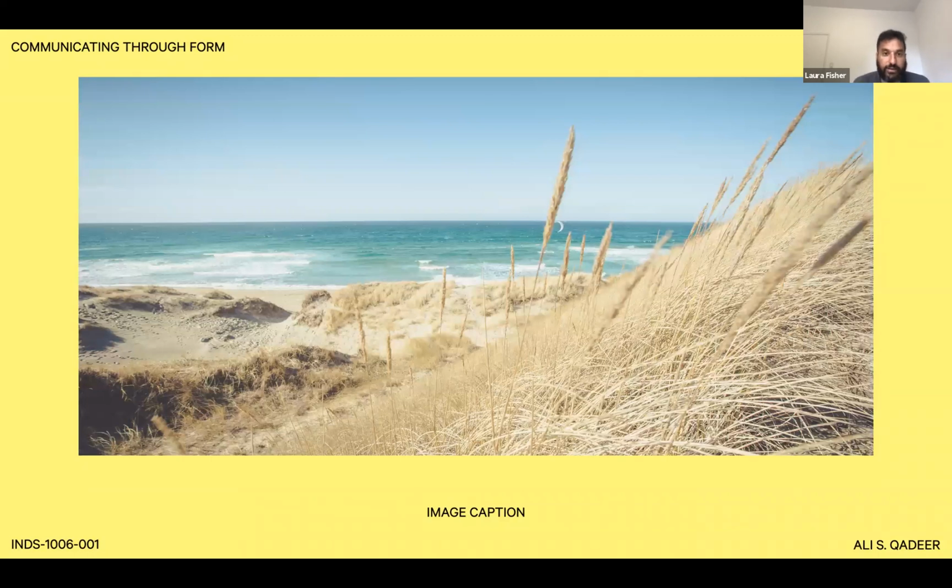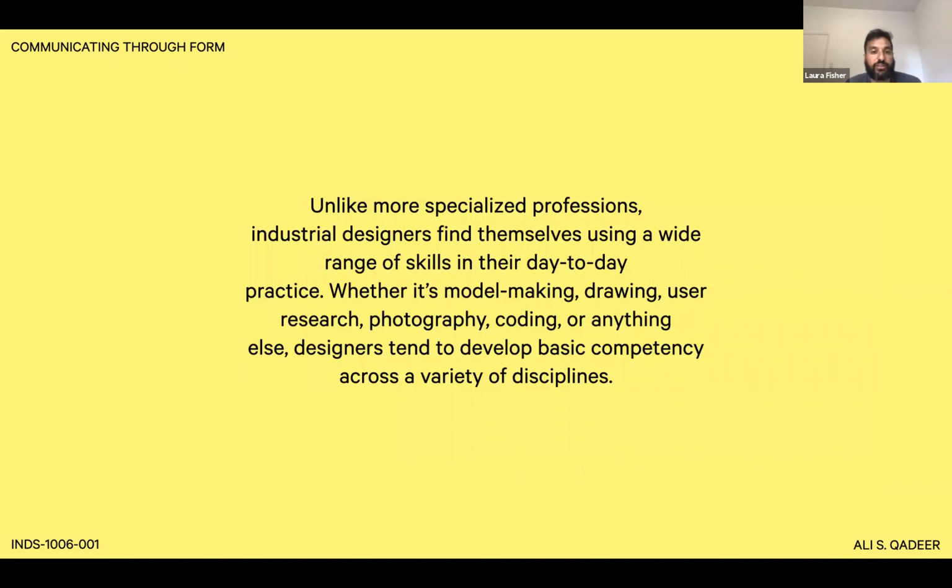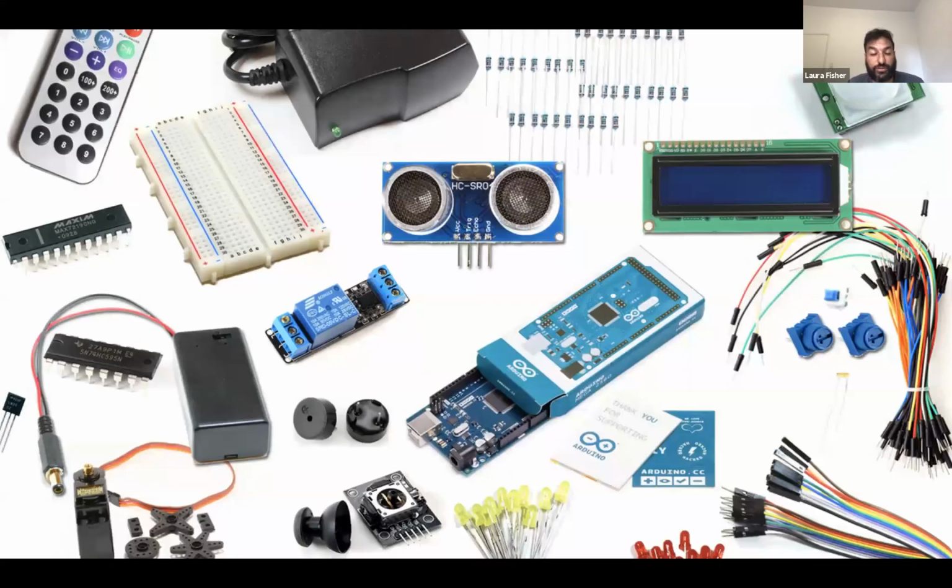Unlike more specialized professions, industrial designers find themselves using a wide range of skills in their day-to-day practice. Whether it's model making, drawing, user research, photography, coding, or anything else, designers tend to develop a basic competency across a variety of disciplines. These are parts for microcontrolled physical computing devices known as Arduino. This is for creating smart products and smart forms that can respond to users in physical space.